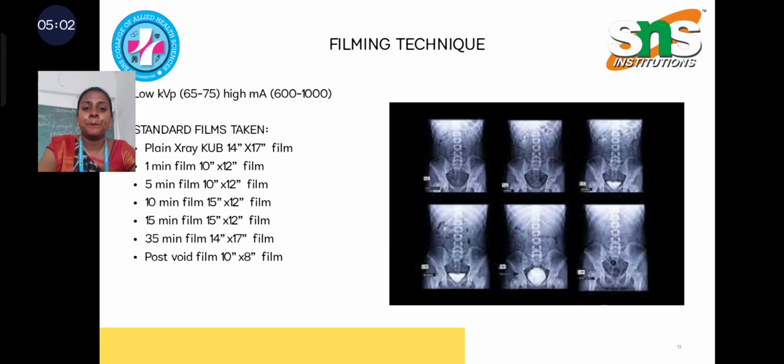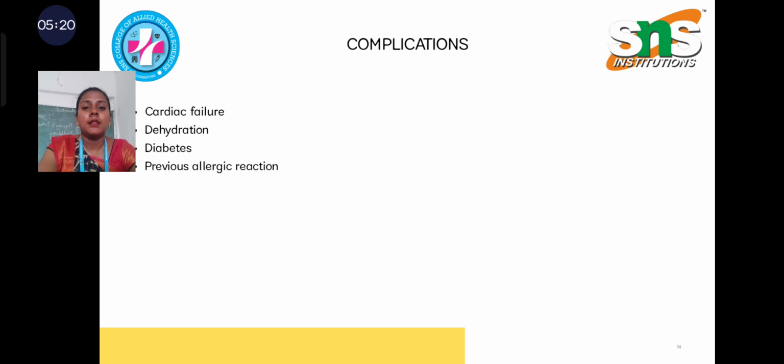So totally 7 films are taken. The first film should be a plain X-ray and the next should be at 1 minute. After 1 minute, the 5 minute film should be taken. After 5 minutes, the 10 minute film should be taken. After 10 minutes, the 15 minute film should be taken. Then the 35 minute film and the post void. After the post void, the patient can leave the X-ray hall if there are no complications.